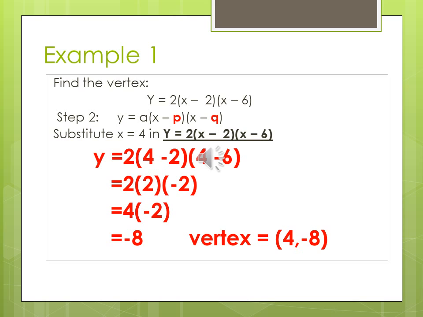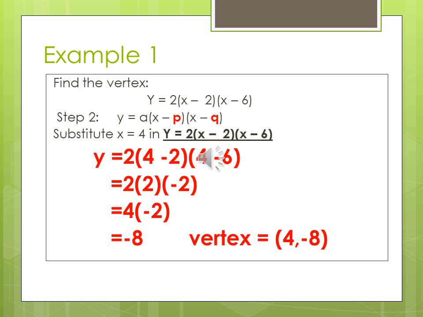2 times 2 times negative 2. Now, of course, you know that the associative property says it doesn't matter in which order you do it, but I'm going to do mine from left to right. 2 times 2 is 4. 4 times negative 2 is negative 8. So now my vertex occurs at (4, negative 8).